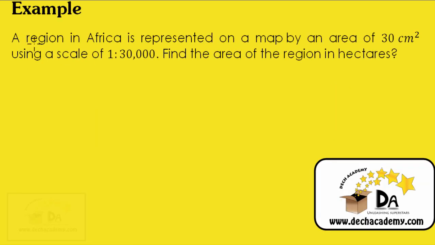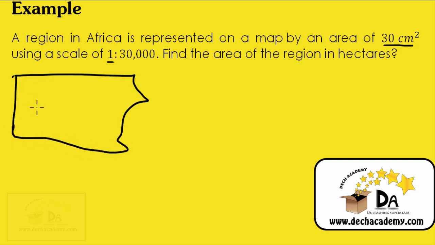Here's another example. It says a region in Africa is represented on a map by an area of 30 centimeters squared. Using a scale of 1 to 30,000, find the area of the region in hectares. So in reality, the region will be something, let's say this is the region, it's just massive. And then on a map, the same region will be something smaller. But the key thing is the two shapes, the actual region shape and the reduced shape on the map, will be similar shapes.